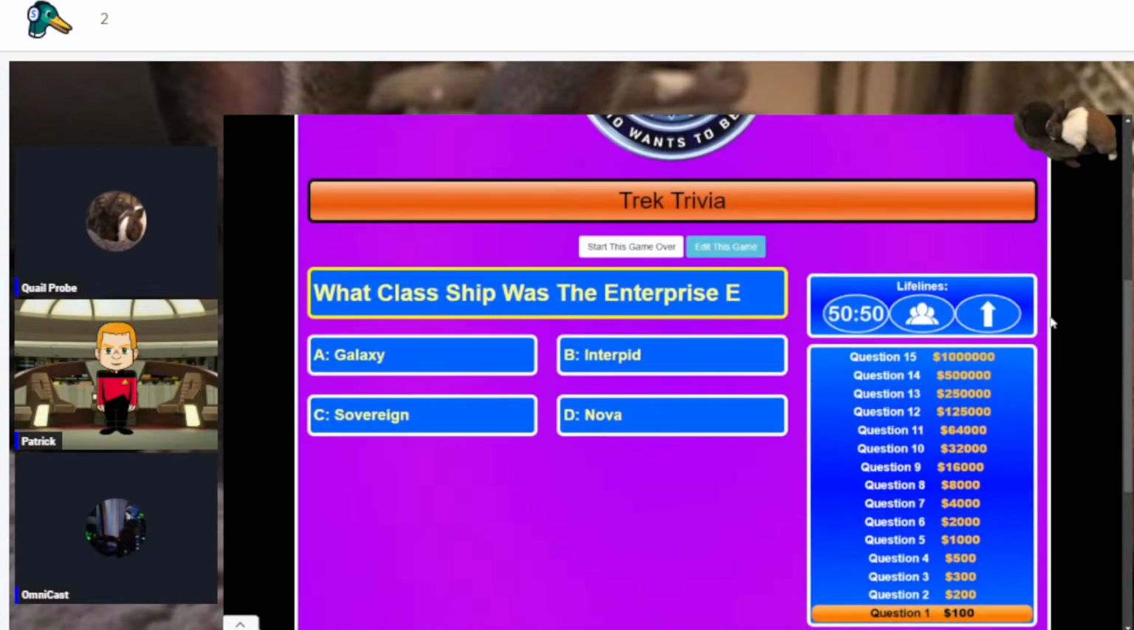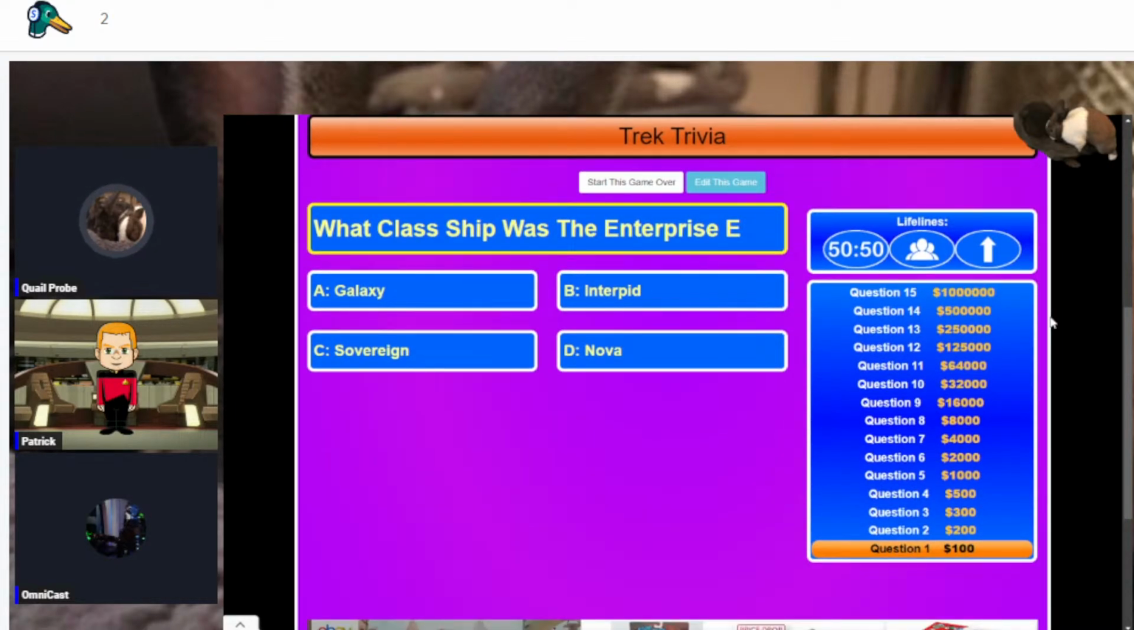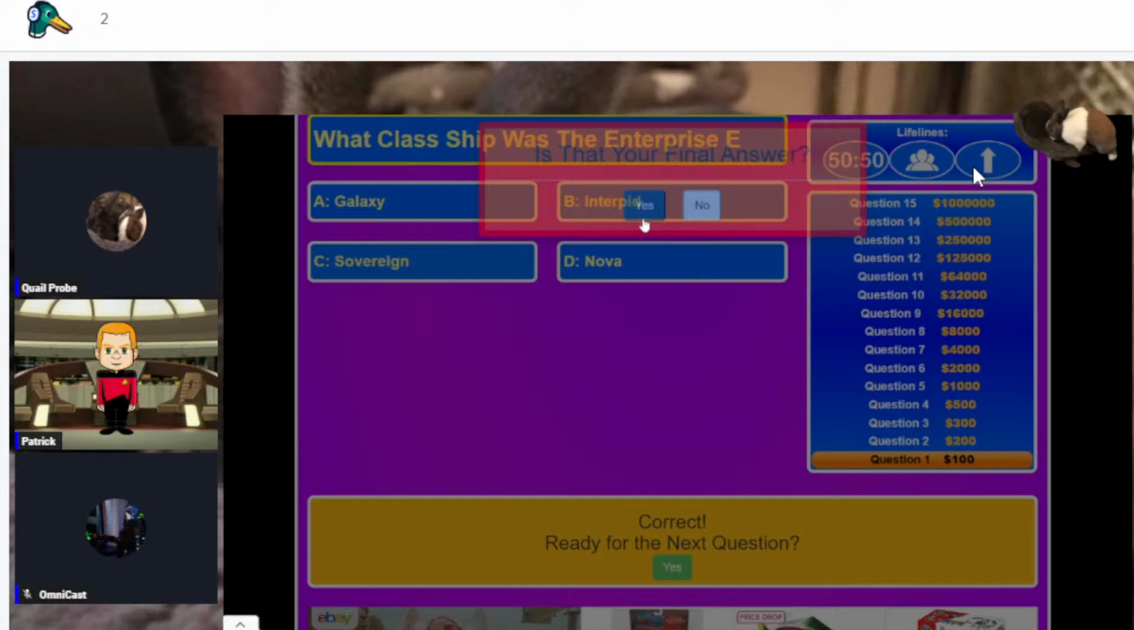All right. For your first $100 question, what class ship was the Enterprise E? A, Galaxy, B, Intrepid, C, Sovereign, D, Nova. Oh no, Nova, no, Sovereign. C. Yes.